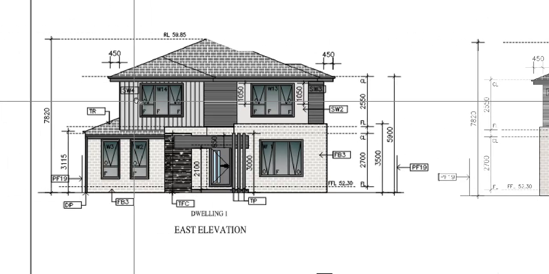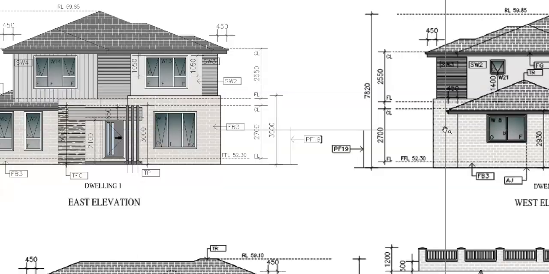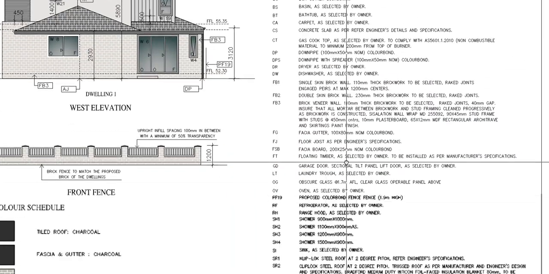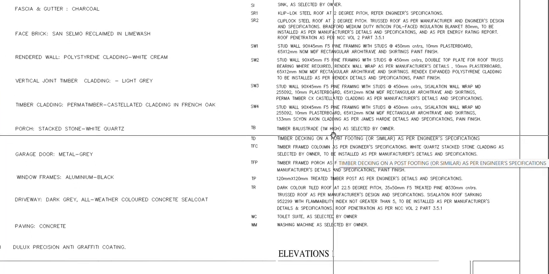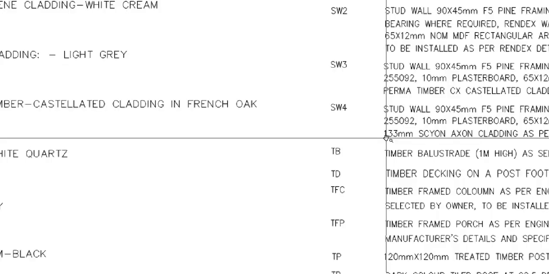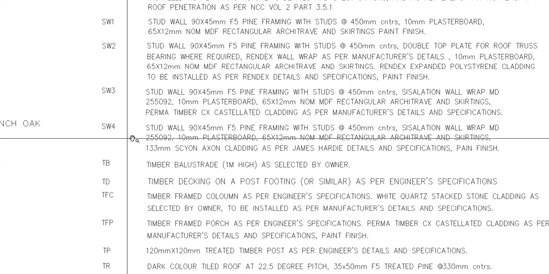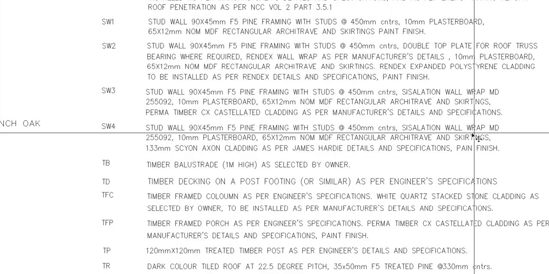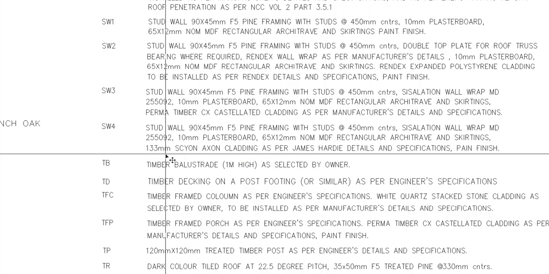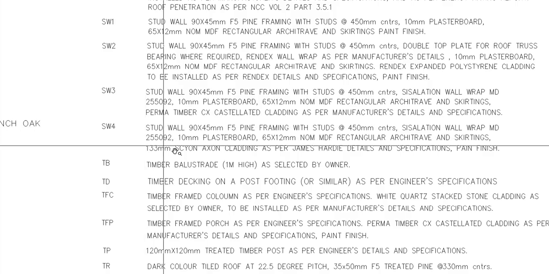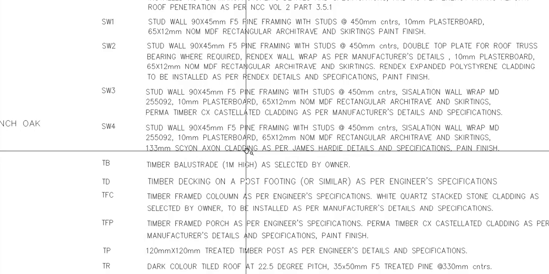What are these things? Suppose you want to search what SW4 is. If you check the drawing, you will know that SW4 is stud wall 19 to 35 45 pine framing with stud in the center, silicon wall wrap, 10 mm plasterboard, MDF rectangular architrave skirting, Scyon Axon cladding as per James Hardie details and specification. Now you know that SW4 is Scyon Axon cladding.